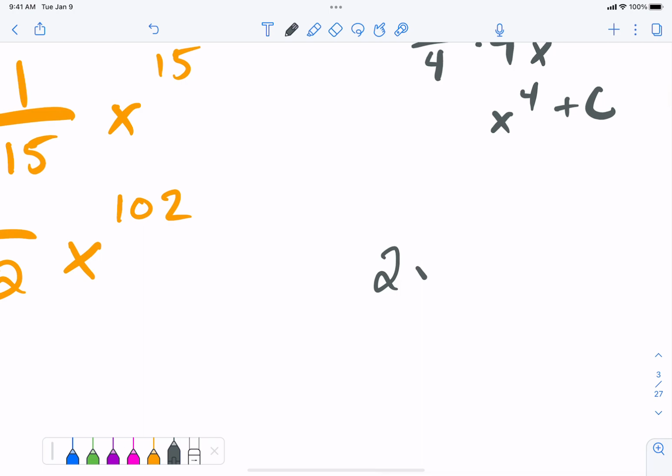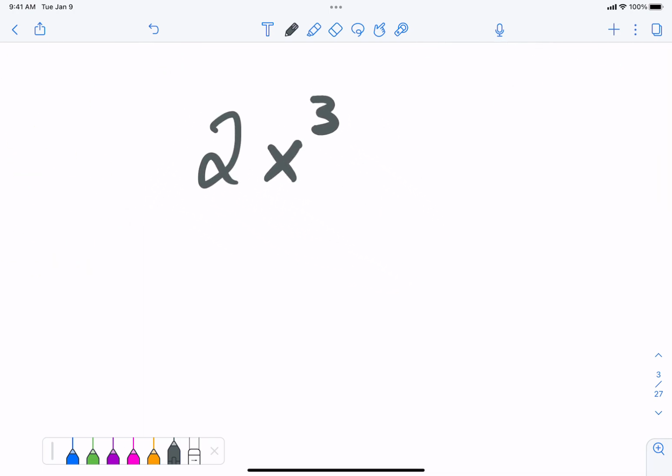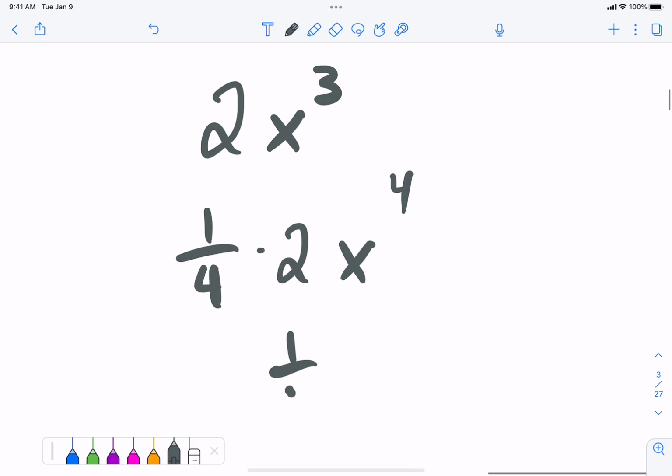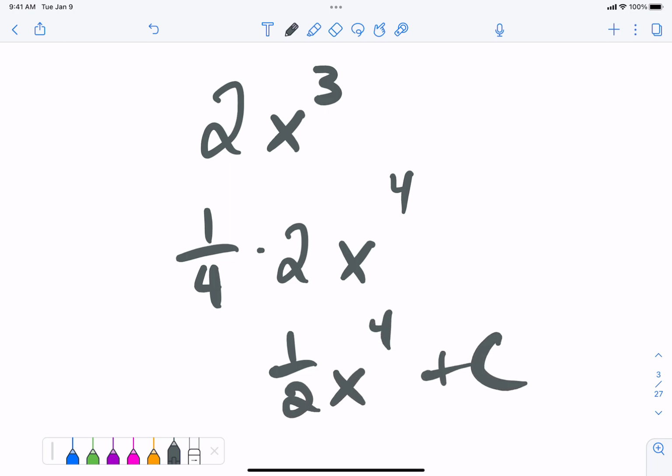Let's say we have 2x to the 3rd power. We're finding the antiderivative. All right, so we would have 1/4 x to the 4th power, but I have to multiply that by 2. So 1/4 times 2 is 1/2, 1/2 x to the 4th plus c, right? Okay, let's do one more.